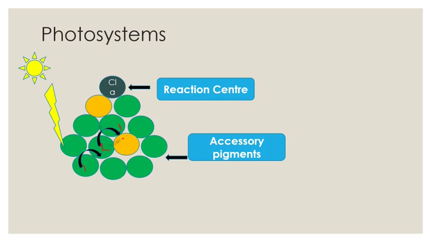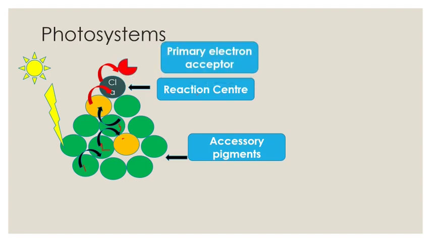Now this also gets excited, it passes the electron to the next, and in this way they are passing the electron and becoming ionized from one to the other, and ultimately these electrons all are collected in chlorophyll A, which is the reaction center. And then these reaction centers release the electrons which are then captured by primary electron acceptors.